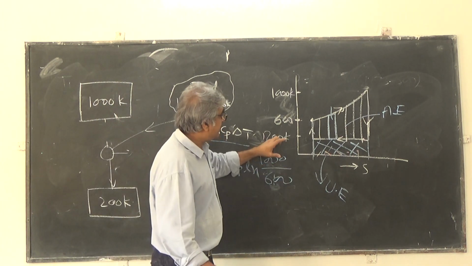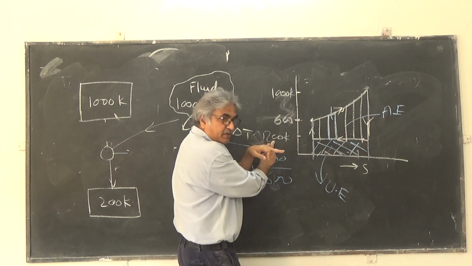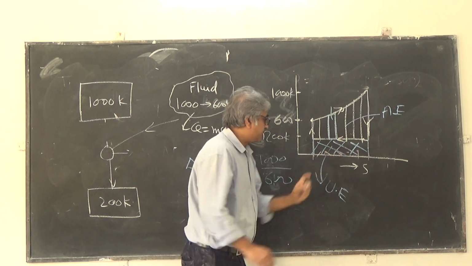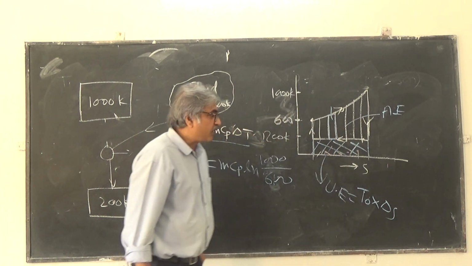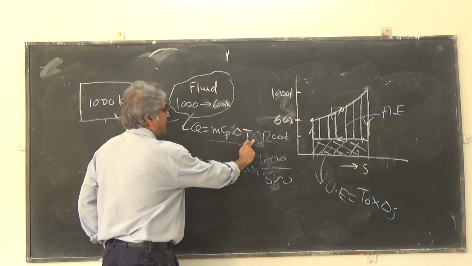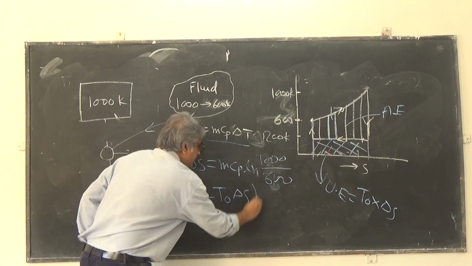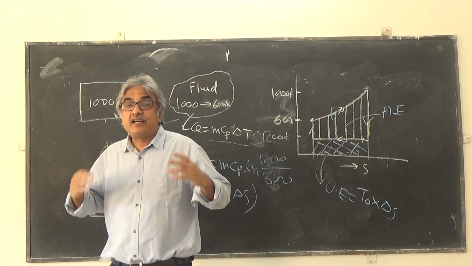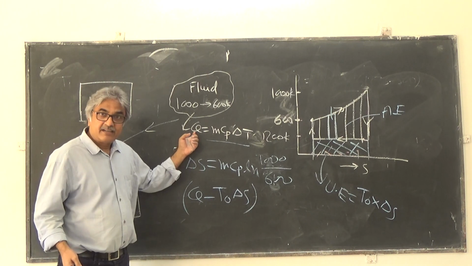And what is available energy? See here. This is delta S. This is T naught because 200 is T naught. Okay? T naught into delta S is this. Right? So this is T naught into delta S. Okay? So Q is the heat supplied. The total heat supplied is mCp delta T. So Q minus T naught into delta S is this area. This is the available energy. This is the maximum work that can be obtained from this heat. Okay. Thank you.